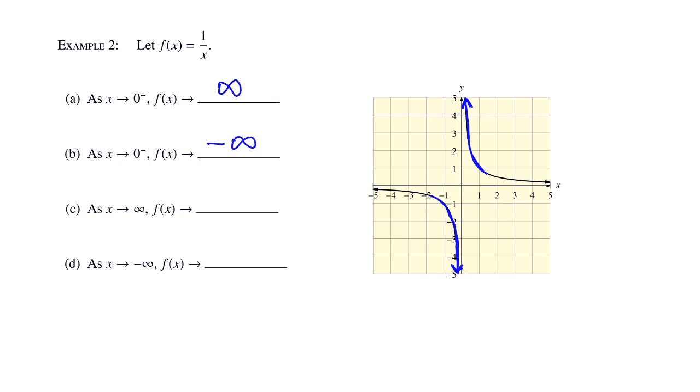Questions C and D are about the end behavior of this graph. As x approaches infinity, what do the y values approach? So here I'm going to trace out the right end behavior, x going to infinity. And you can see that the further and further we go out, the closer and closer the y values get to 0. They get very close to the x-axis here. And the same thing on the left. As x goes to negative infinity, the y values get closer and closer to 0.